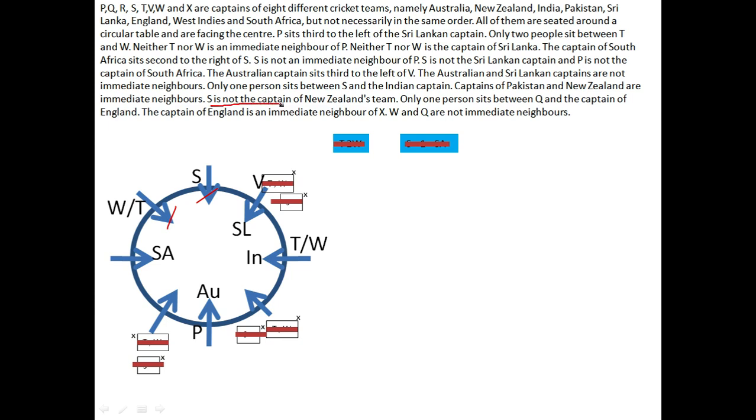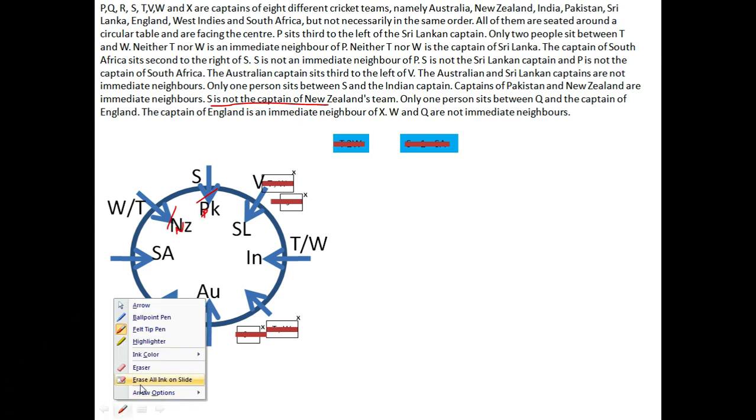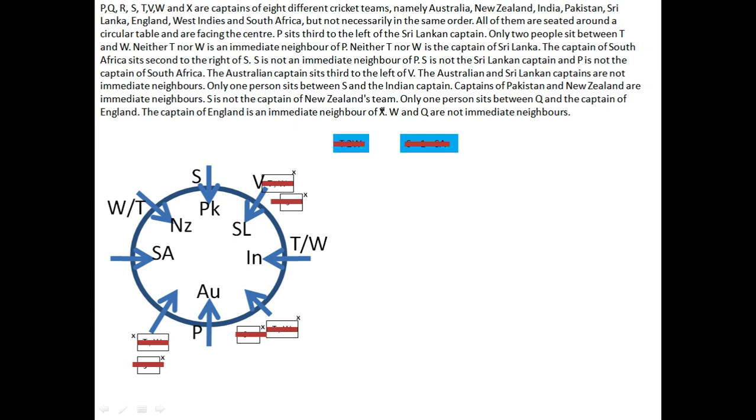Now next is S is not a captain of New Zealand. Now the thing is clear, S is not a captain of New Zealand, so New Zealand has to come here and Pakistan has to come here. So this must have been written like this. So this statement has been taken into account. Till now everything has been taken into account in this figure.